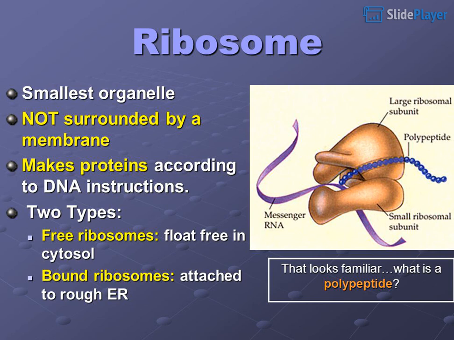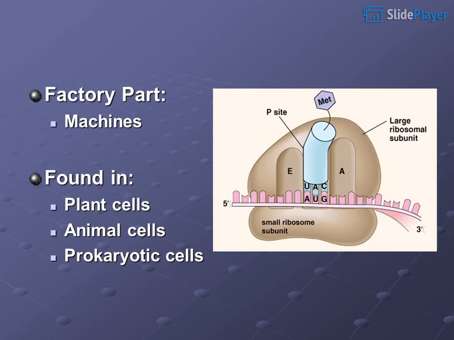A polypeptide is a chain of amino acids. In this diagram, you can see the ribosome making a polypeptide, also known as a protein. Factory part: found in machines.